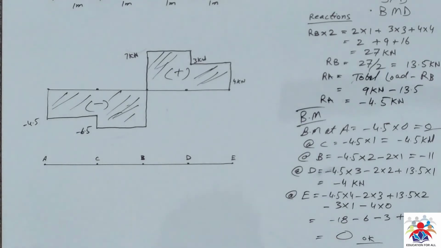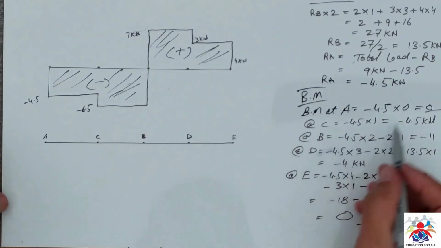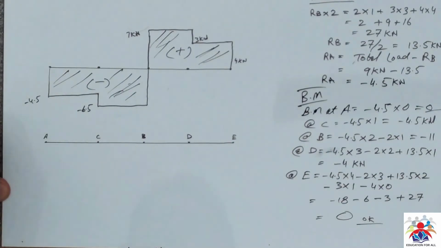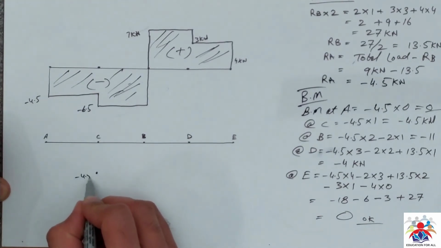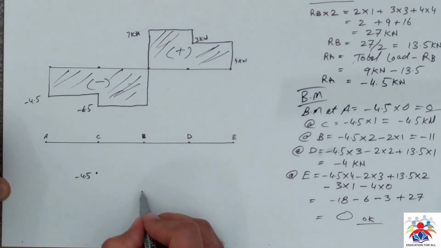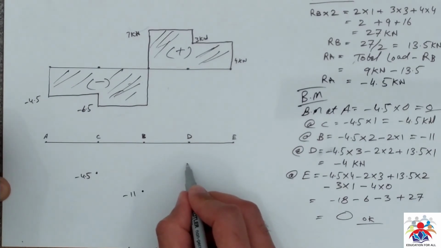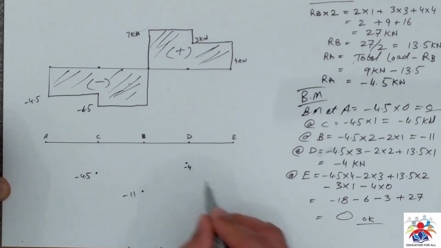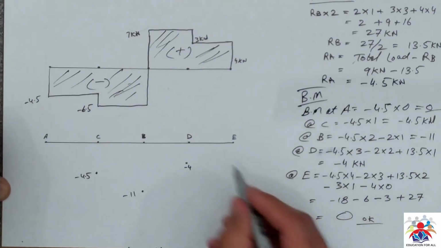Now based on these numbers we can draw our bending moment diagram. At point A it is 0, so we don't have to do anything. At point C it is minus 4.5, so minus 4.5 is here roughly. At point B we have minus 11, so minus 11 is somewhere here. At point D we have minus 4, so minus 4 is somewhere here. And then we have 0 at point E, obviously it's here.